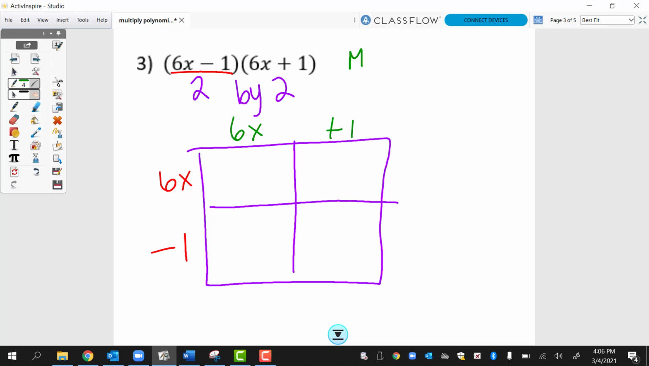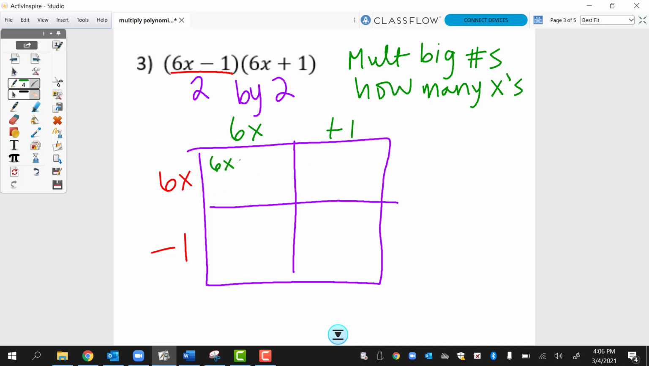Okay, so we're multiplying our big numbers. And then we're saying how many x's. That's how we figure out our exponent. So for this first box, I'm doing 6x times 6x. So my big numbers are 6 times 6. 6 times 6 is 36. Again, if you don't know that, type it in the calculator. That's fine. And then how many x's? Well, I have 1, 2 x's. So x to the 2 power.